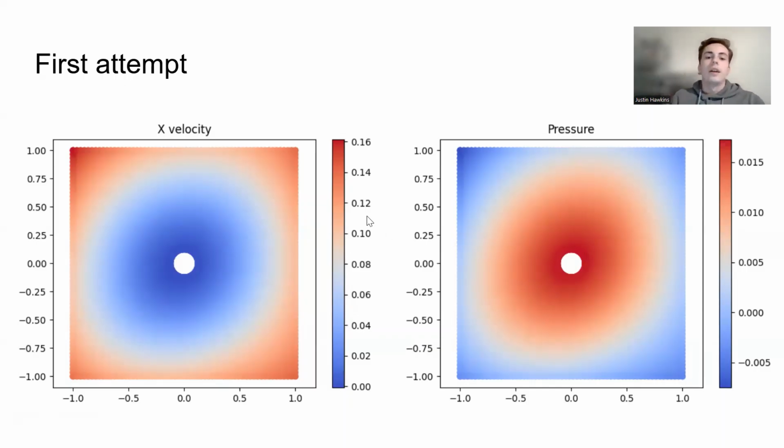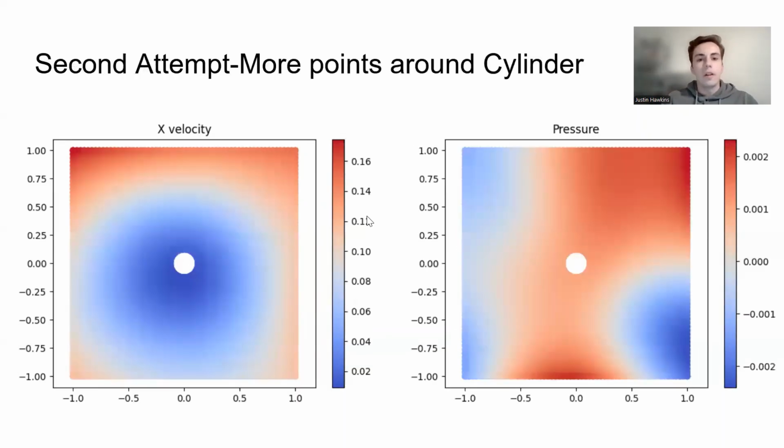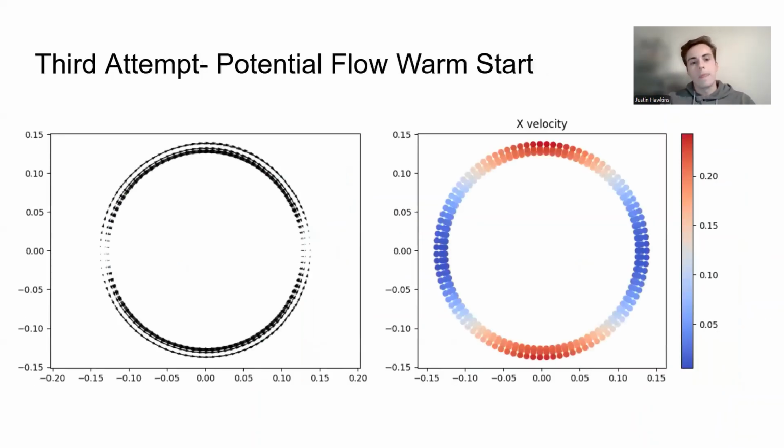So I thought, okay, maybe I add more collocation points around the surface of the cylinder. I think I tripled the amount of collocation points I had at that point. And you can see the results were more or less the same. Still a low velocity near the cylinder, and it increases as you move away, but that's not really what we want. So instead, I decided to give it a warm start.